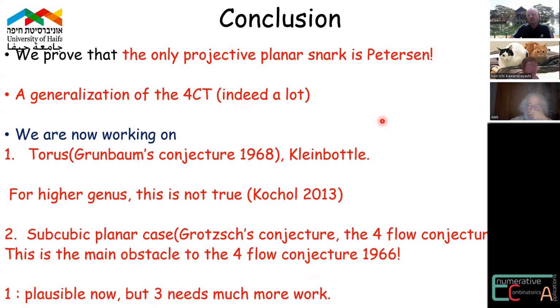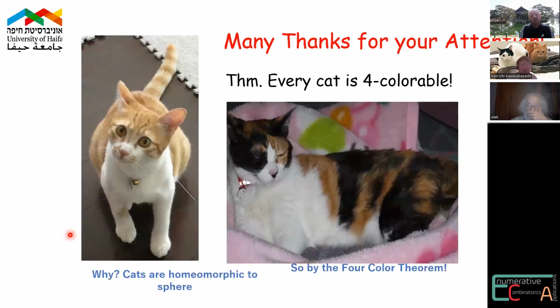I kind of believe that this can be doable if we work harder, but the second, subcubic planar case, seems like much more work needed. And of course, to attack that Tutte four-flow conjecture, we do need more. All right, so I guess it's almost like time's up. Finally, I'd like to talk about the most important theorem: every cat is four-colorable, because cats are homeomorphic to the sphere, so by the four color theorem, you should be able to four-color them. Thank you. Thank you very much.